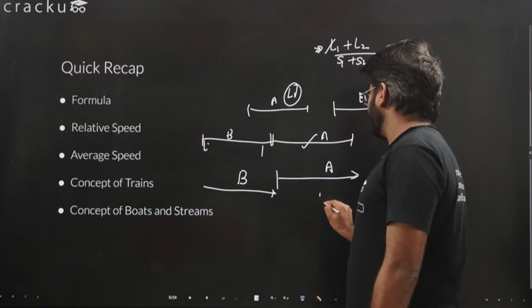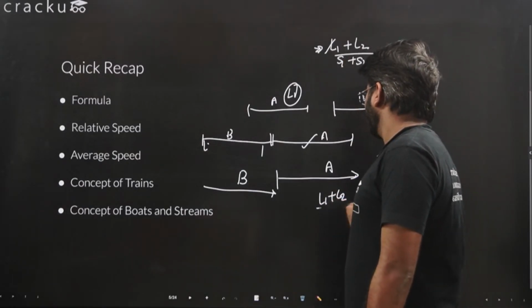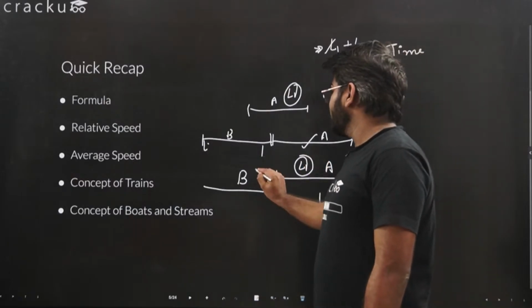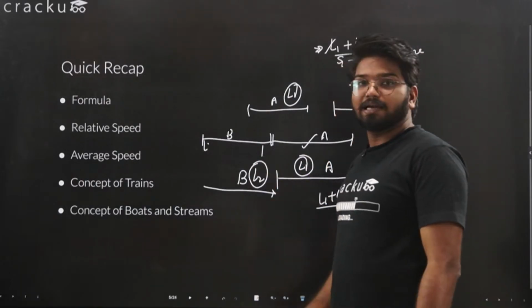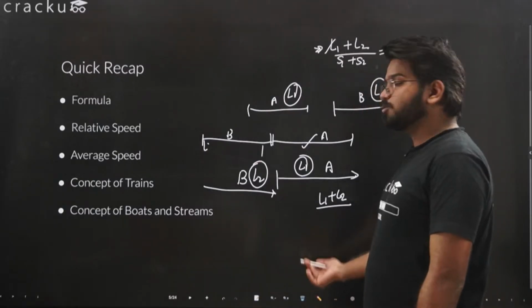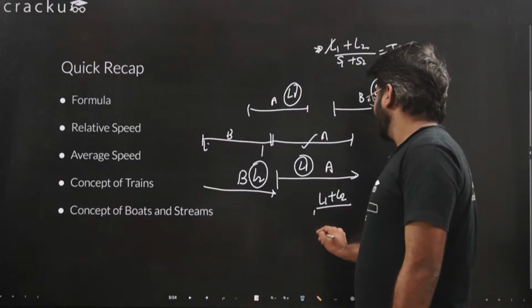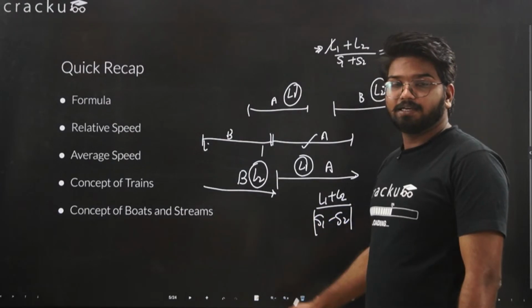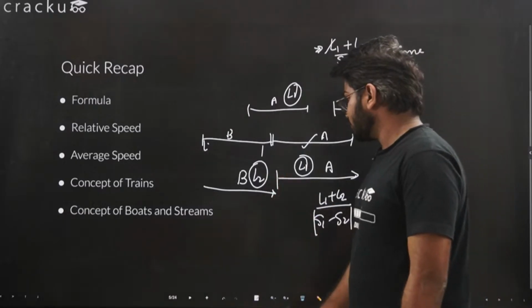the distance, which will be L1 plus L2. L1, let's say the length of the first train, L2, let's say the length of the second train, divided by their relative speed. The relative speed again is the difference between their speeds, that is S1 minus S2. This will be the time taken to completely cross.